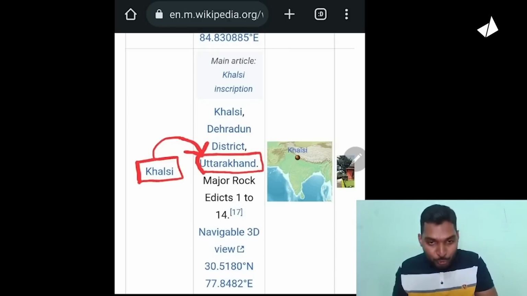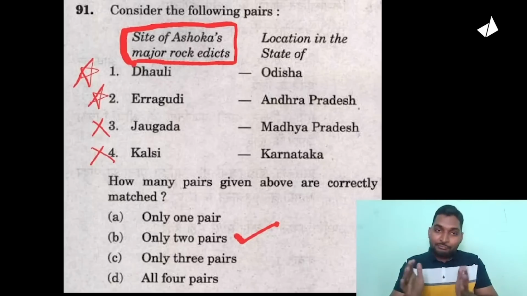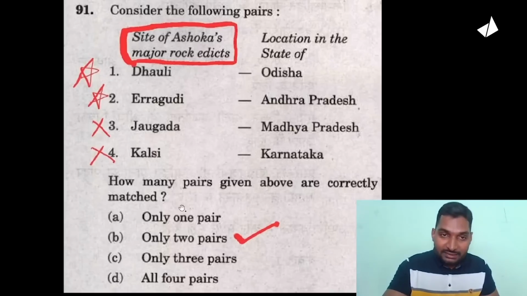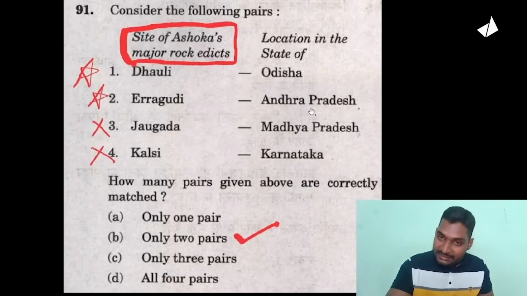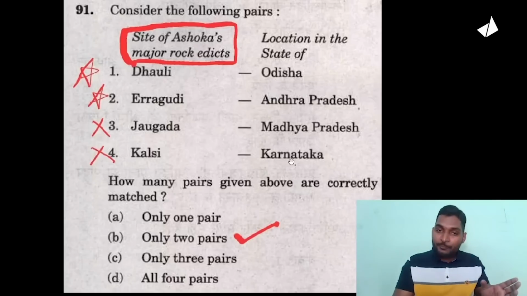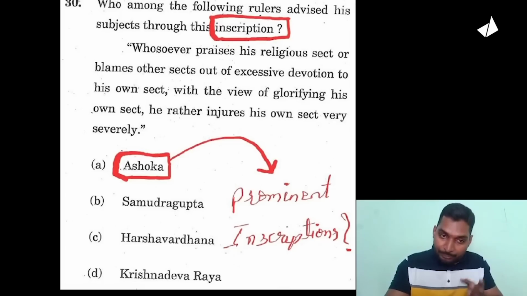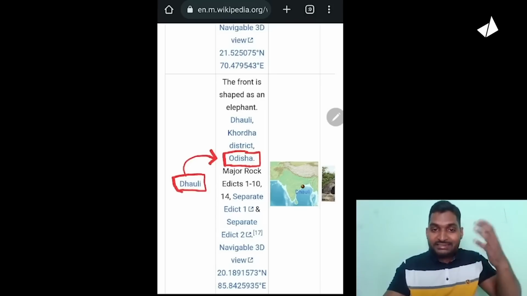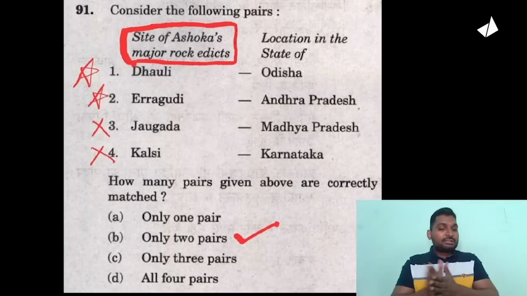Now, in 2022, there was this question. Consider the following pairs. One column was the site of Ashoka's major rock edicts and the other was the location in the state of. Now, we have just seen Dhauli is in Odisha, Yerragudi is in Andhra Pradesh, Jaugada is not in Madhya Pradesh, and Khalsi is not in Karnataka. We have just seen that. So what did we do here? We just picked up this question from the 2020 prelims. We used level 2 analysis. Level 2 analysis is used when we have the context. The context here is Ashokan inscriptions. So we probed the prominent inscriptions, we got this result, and there was this question in the 2022 exam.